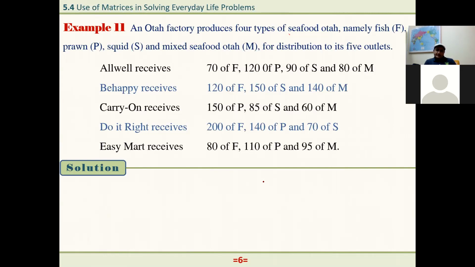An otar factory produces 4 types of seafood otar, namely fish, F, prawn, P, squid, S, and mixed seafood otar, M, for distribution to its 5 outlets. Allwell receives 70 of F, 120 of P, 90 of S, and 80 of M. Be Happy receives 120 of F, 150 of S, and 140 of M. Carry On receives 150 of P, 85 of S, and 60 of M. Do It Right receives 200 of F, 140 of P, and 70 of S. Easy Mart receives 80 of F, 110 of P, and 95 of M.